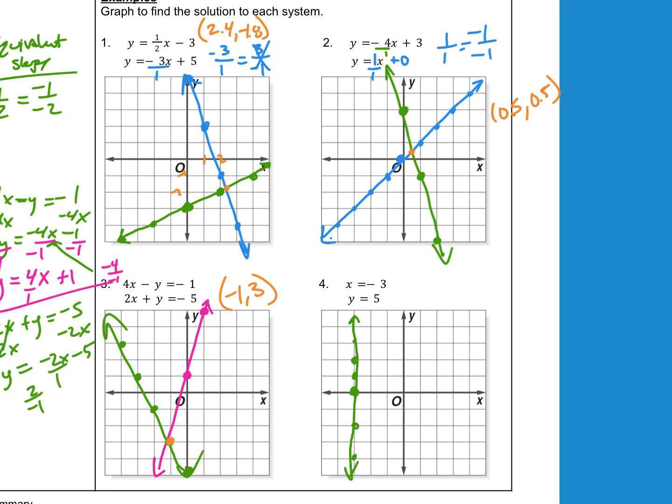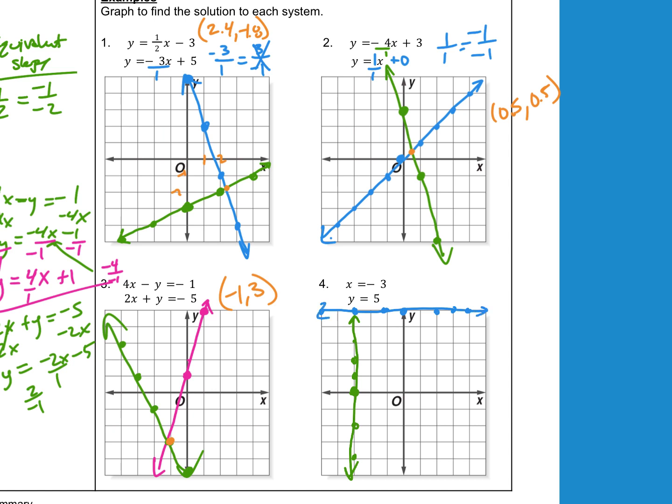And then the y equals 5 will be a horizontal line where y is 5. So y is 5 here. Y is also 5 here, and here, and here. Y is 5 in all these places. So it makes that horizontal line.